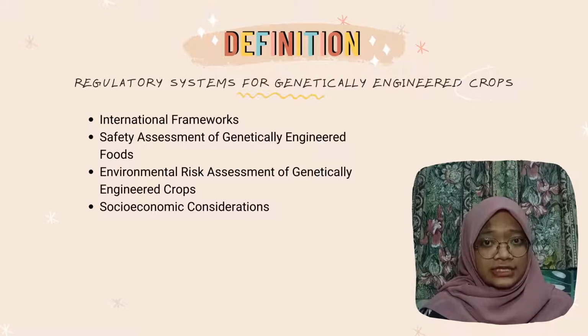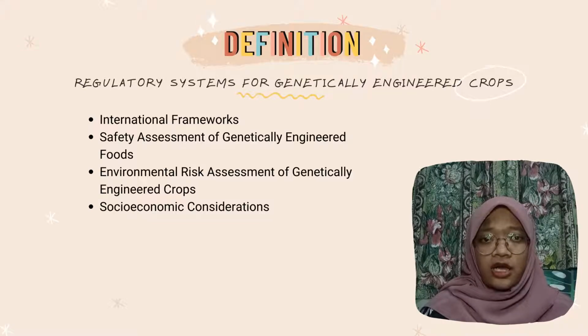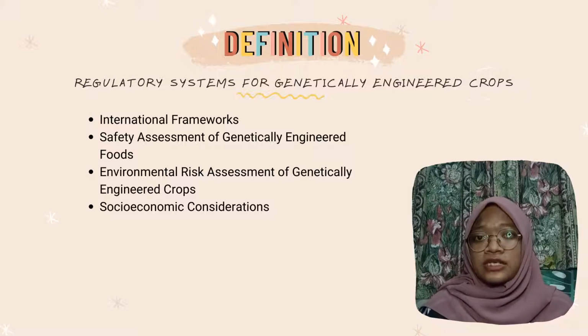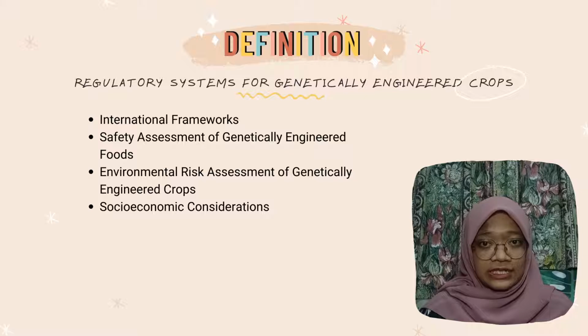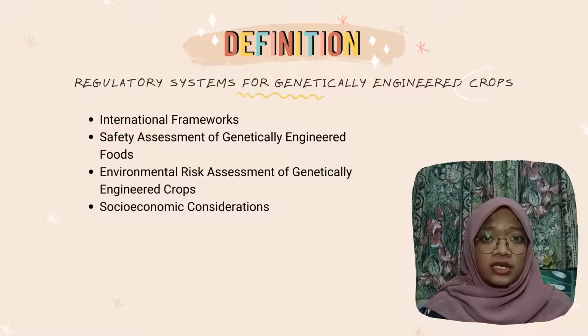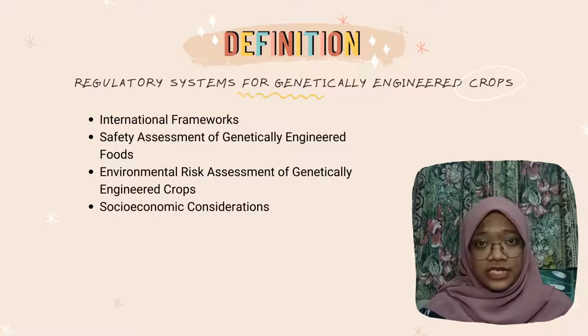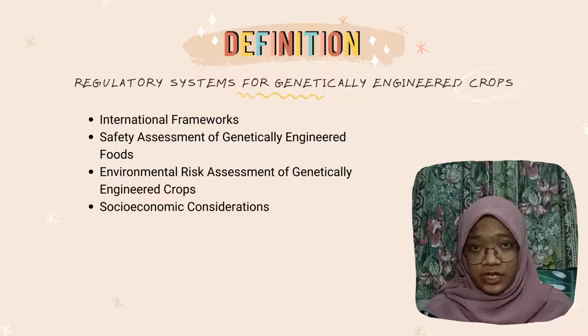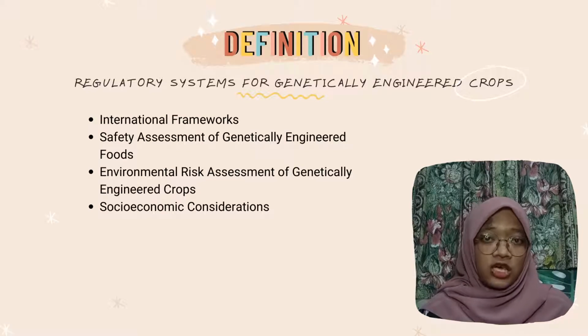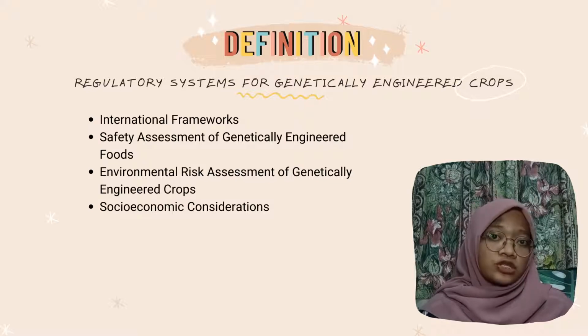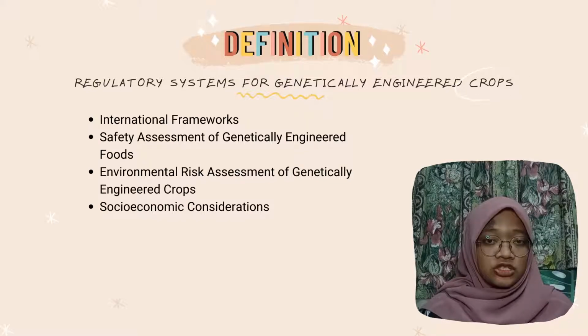To a considerable extent, international trade and other agreements constrain the domestic product regulation policies of countries that are parties to the agreement. There is a safety assessment of genetically engineered food, and this is established in the Agreement on the Application of Sanitary and Phytosanitary Measures. There is a risk assessment and risk management, and the risk assessment includes 4 steps. There is hazard identification, dose response assessment, exposure assessment, and risk characterization.